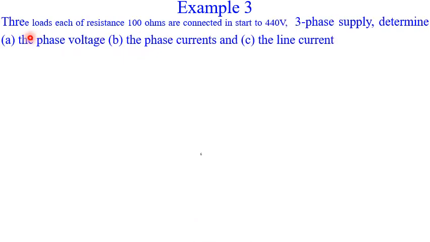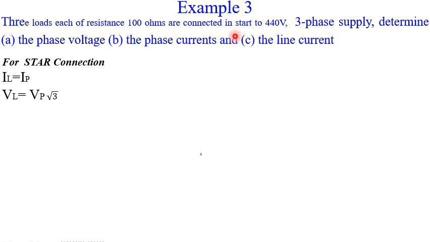Our next question says three loads, each of resistance 10 ohms, are connected in star to a 440 volt three-phase supply. Determine A, the phase voltage, B, the phase current, and C, the line current. Since they are connected in star, we have to invoke the star equations. We know that line current is equal to the phase current in star, and line voltage is equal to phase voltage times root 3.